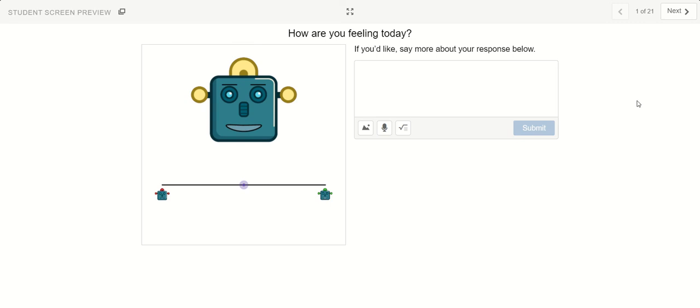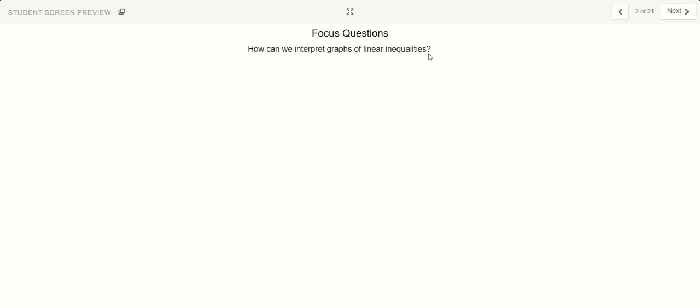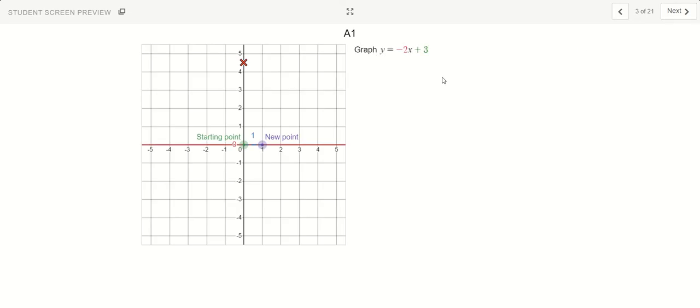Alright, in this video, we're going to be going over investigation 9.2.1. The focus for this question is how can we interpret graphs of linear inequalities? Before we talk about linear inequalities, let's do a quick review of linear equations. Here I have a linear equation. We know this because it's in the form y equals slope x plus y-intercept.